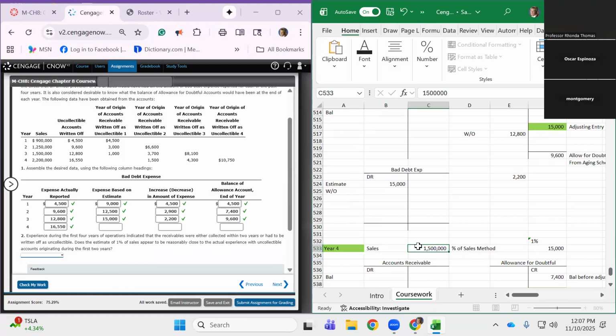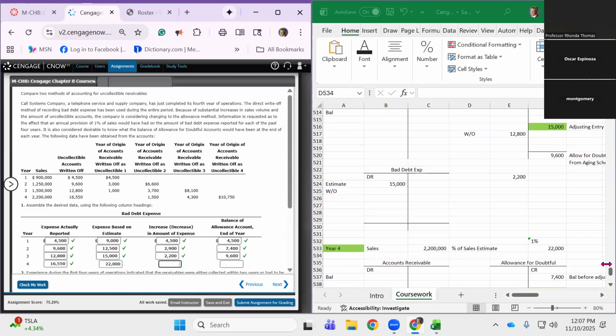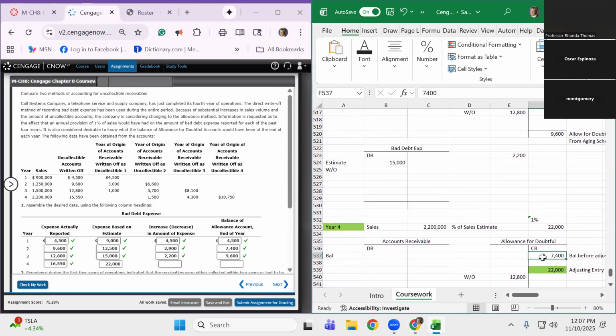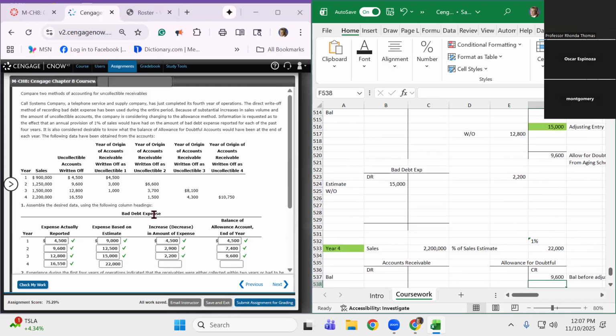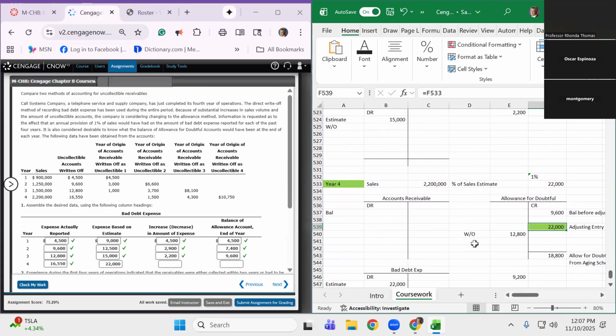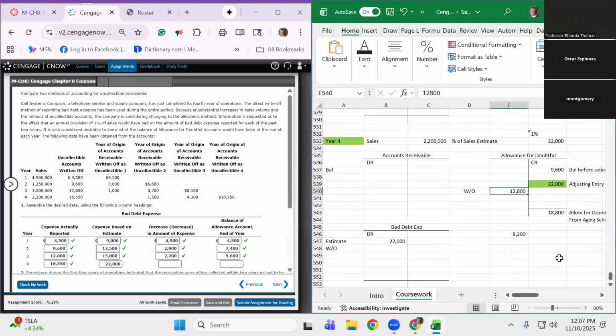All right, year 4, the new sales is 2,200,000. That means our 1% sales estimate is 22,000. Let's see what they want. Based on the estimate, it should be 22,000, so that's going to be an increase. And then in year 4, we've got to begin with what we ended with in year 3, so 9,600. We're going to make an adjusting entry of 22,000, and they ended up writing off 16,550.